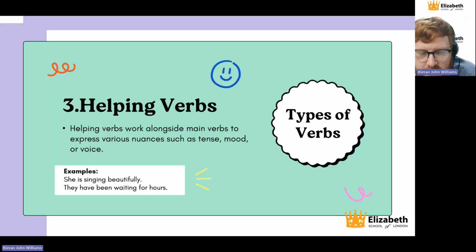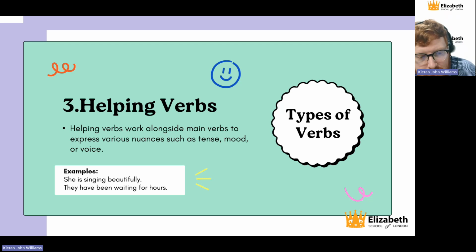Verbs can also help other verbs in a sentence. It is quite often that we get two verbs in a sentence, and very often one of them is just a little helper for the other one. They help to explain the tense of the sentence or the mood or the voice. So sometimes if you are using a helping verb, it will tell you that it is continuous, or it can tell you that it is a perfect form of the verb.